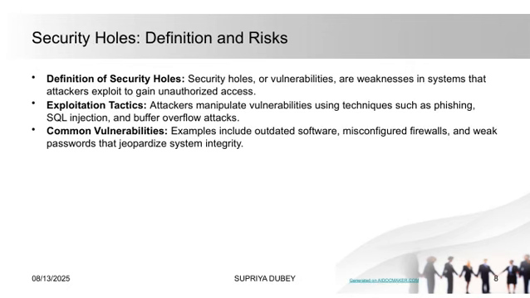Let's talk about security holes, which are essentially vulnerabilities in our systems. These weaknesses can be exploited by attackers to gain unauthorized access, posing serious risks to our data and infrastructure. Understanding how these vulnerabilities are exploited is crucial. Attackers often manipulate these weaknesses through techniques like phishing, where they trick users into revealing sensitive information, or SQL injection, which targets databases. Buffer overflow attacks are another common method, where attackers send more data than a system can handle, causing it to behave unexpectedly.